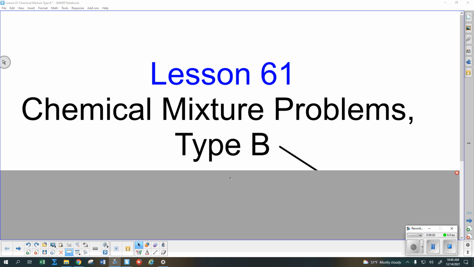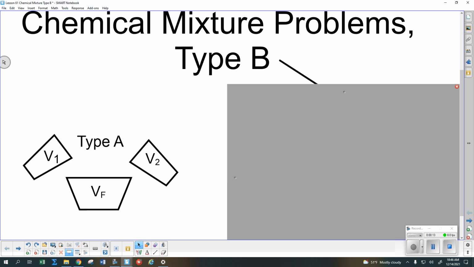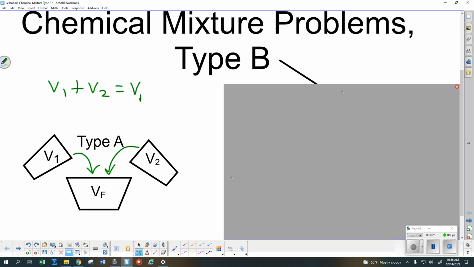In lesson 61, we are looking at more of our chemical mixture problems. We're going to do type B today. So what we have done so far, type A, was we took two mixtures and we combined them together. And so we had one amount plus another amount was the final amount. Volume is just the amount. How much do you have? No percents at all in that equation.